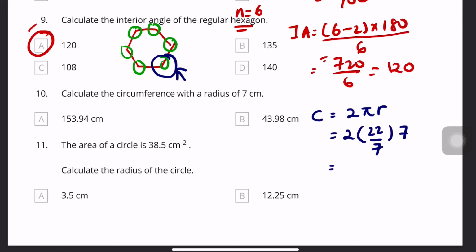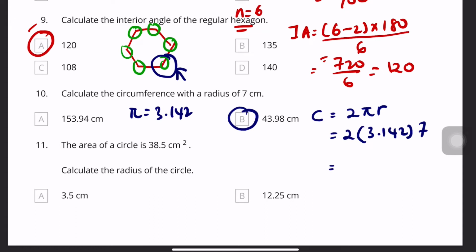The answer is 44. But from the answer options, I think this question uses a different value of pi, which is pi equals 3.142. So let's substitute that value, 3.142 times 7. Press your calculator: 2 times 3.142 times 7. So the answer is 43.98, B.